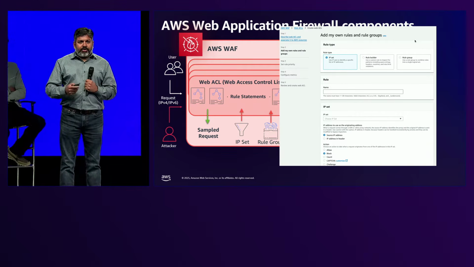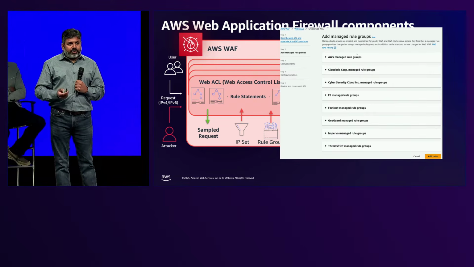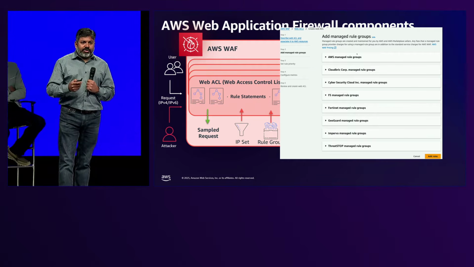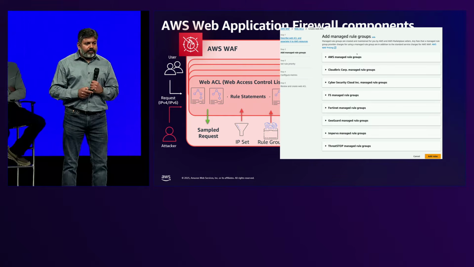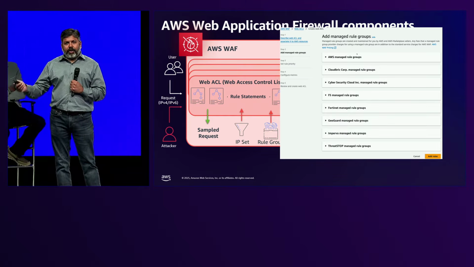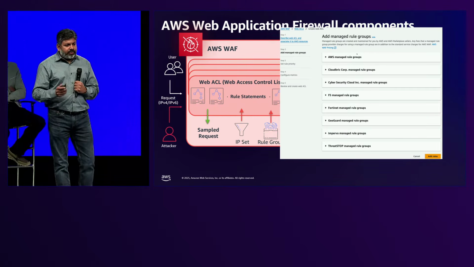You also have the option to use AWS managed rules, where AWS manages these rules and keeps on updating them based on the latest or newest threats. And in addition to that, you have the option to use third-party rules as well.